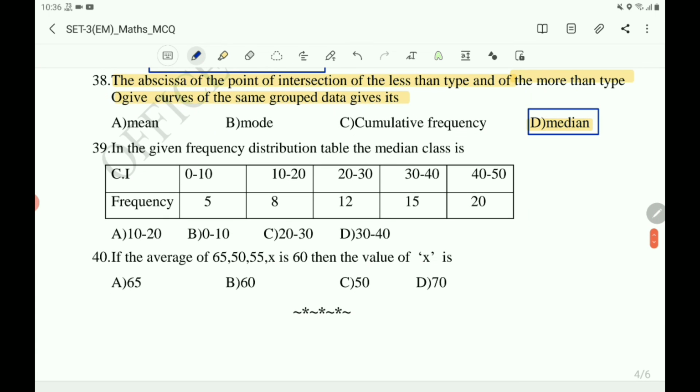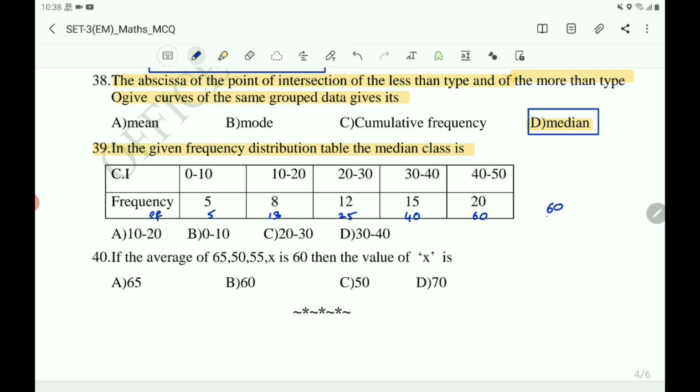Then you take the question number 39. In the given frequency distribution table, the median class is. To find the median, you find the CF, cumulative frequency. It is 5 plus 8, 13. Then 13 plus 12, 25. 25 plus 15, 40. 40 plus 20, 60.